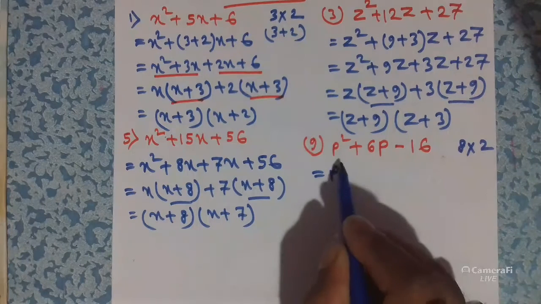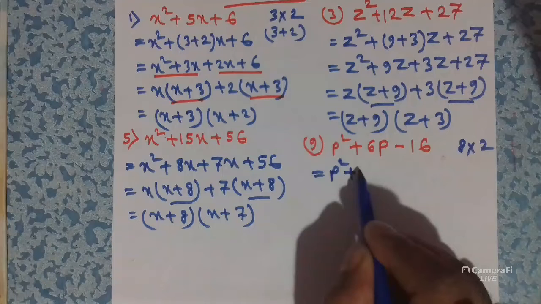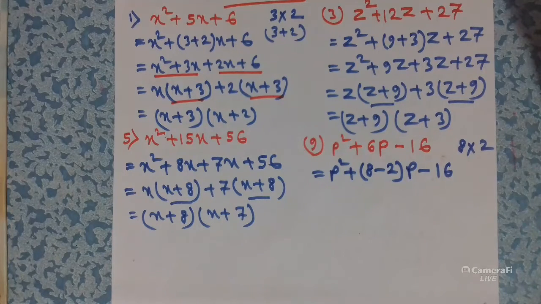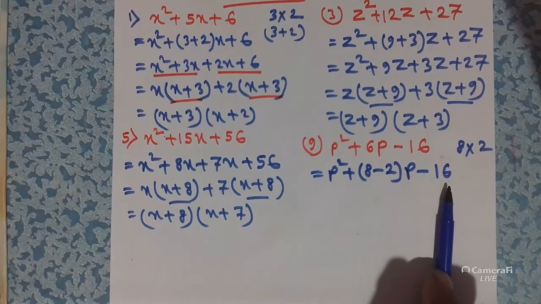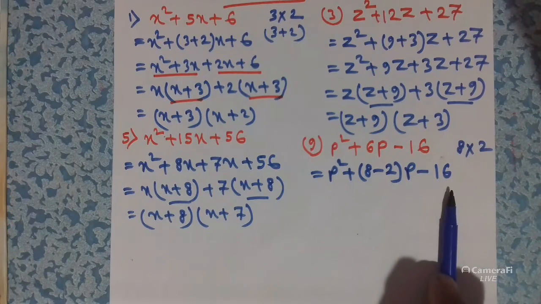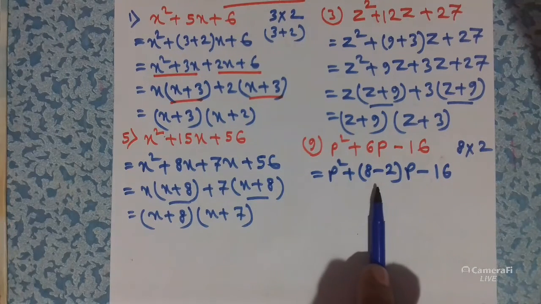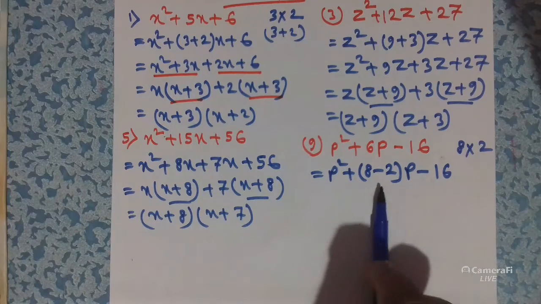So here we can write p square plus 8 minus 2 into p minus 16. So here students, we have chosen two numbers 8 and 2 whose product is 16 and whose subtraction is 6. In the middle you can apply addition or you can apply subtraction. I repeat once again, you have to choose two numbers whose product is the last number, but in the middle you can apply addition or subtraction.